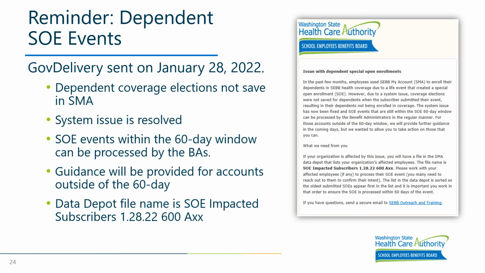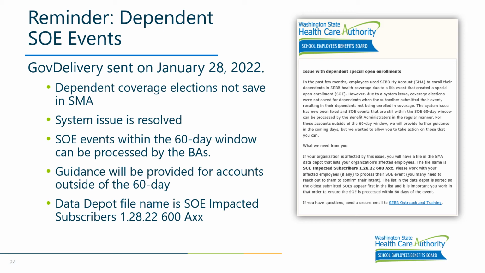There was a GovDelivery that was sent out on January 28th of this year, and it talks about dependent coverage elections that were not saved in SEBB My Account. So this was a system issue that has been resolved, and SOE events within the 60 days can now be processed and keyed by benefit administrators in SEBB My Account. There will be guidance provided for accounts outside the 60-day special open enrollment event period.